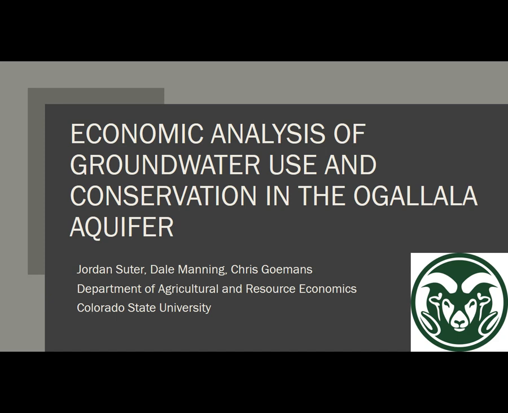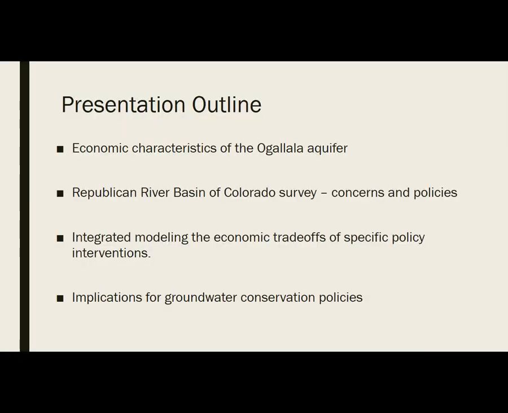So by way of outline, I'm going to begin by talking about some of the general characteristics of the Ogallala Aquifer, and then get into some more specific details of producer preferences in the Republican River Basin of Colorado and some of the integrated modeling work that we've done to try to understand the trade-offs associated with specific policies that aim to conserve groundwater.